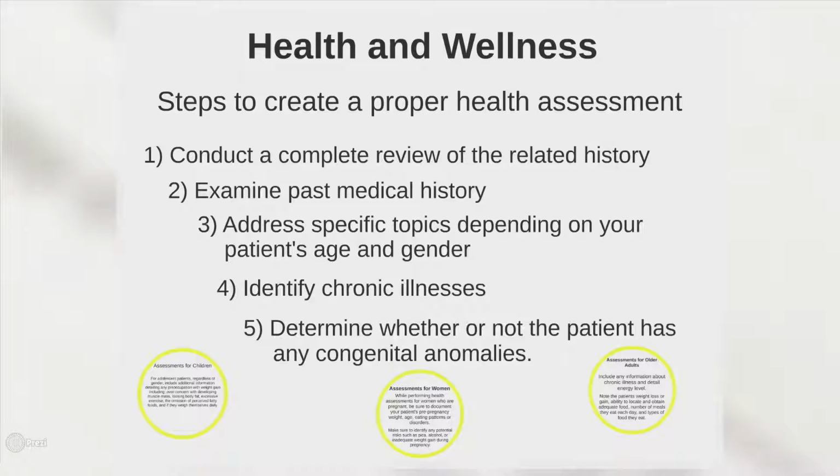As you are completing your health assessment, you will need to begin to address specific topics depending on your patient's age and gender. For infants and young children, you will also need to note if the patient is breastfeeding or being fed formula to ensure that they are receiving the proper amount of protein, calories, and nutrients. You will also need to identify any chronic illnesses such as inborn errors of metabolism, PKU, and/or cystic fibrosis. Finally, you should also determine whether or not the patient has any congenital anomalies such as a cleft palate, prematurity, neurological disorders, and/or severe congenital heart defect.